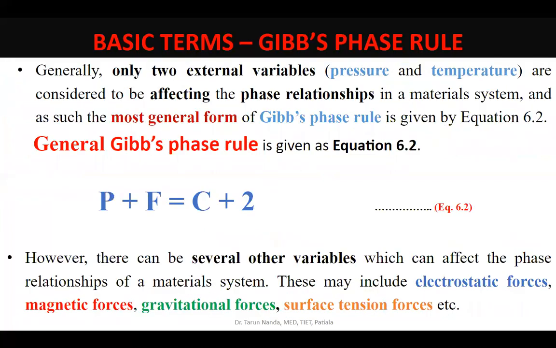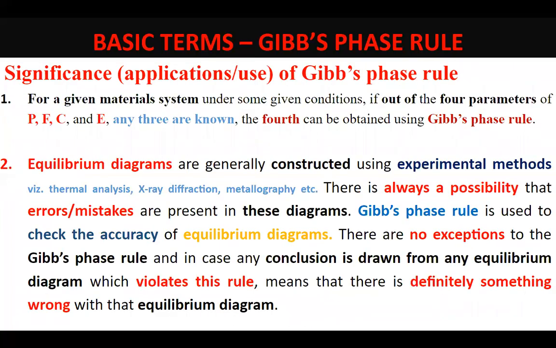The main advantage of Gibbs phase rule is that it helps us in finding out whether an equilibrium diagram that was constructed with the help of some experimental methods is correct or not. I repeat what I've said. Whenever you prepare equilibrium diagrams, or what are also called phase diagrams or constitutional diagrams for any material system, these are generally constructed with the help of some experimental methods.